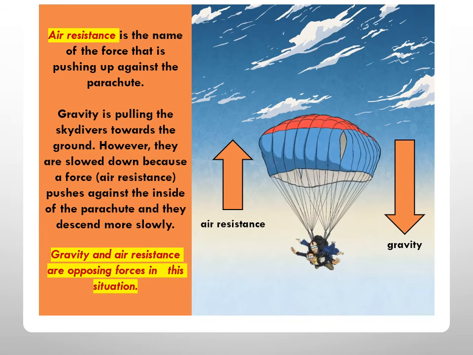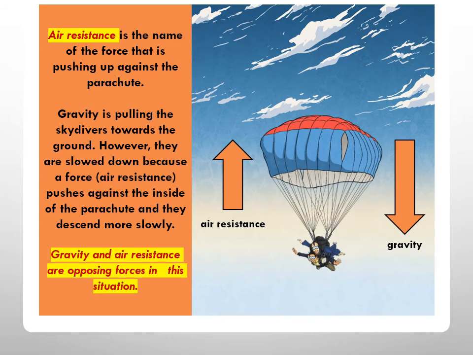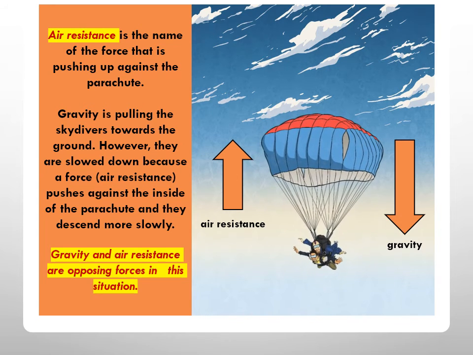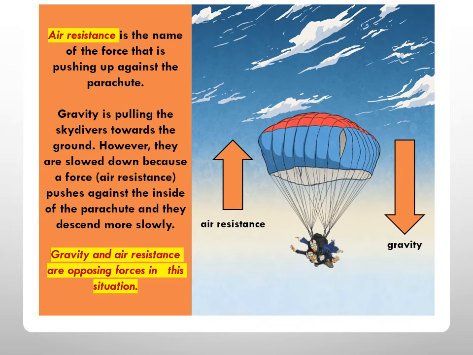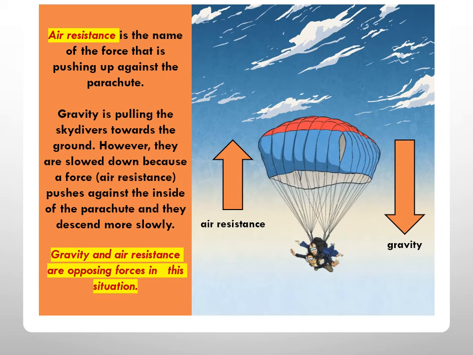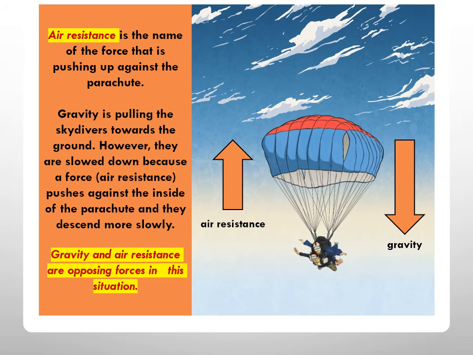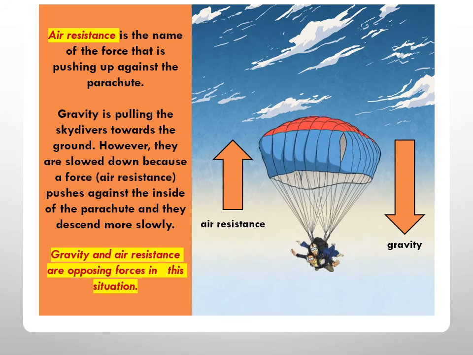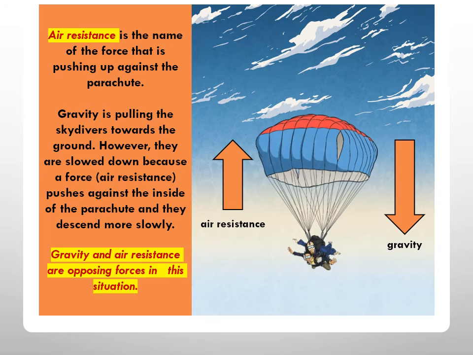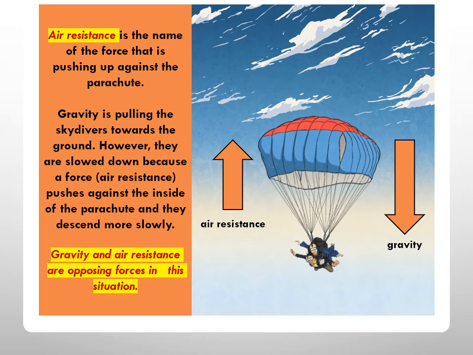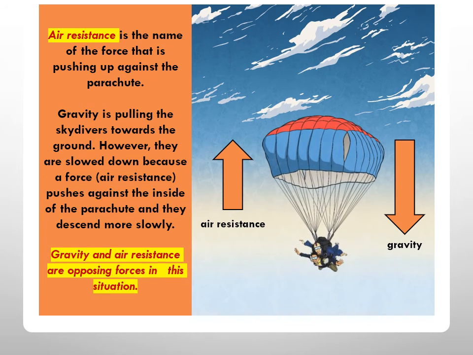Air resistance is the name of the force that is pushing up against the parachute. Gravity is pulling the skydivers towards the ground. However, they are slowed down because of a force, air resistance, which is pushing against the inside of the parachute, and they descend more slowly. Remember, gravity and air resistance are opposing forces in this situation, like in the image.